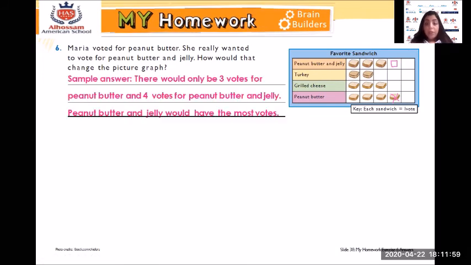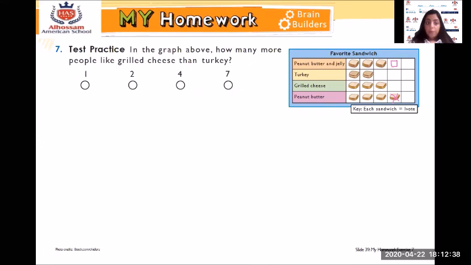There would only be 3 votes for peanut butter and 4 votes for peanut butter and jelly. And peanut butter and jelly is going to have the most votes. And what you did by drawing on your picture graphs, you can say by writing like that. You can say the steps you did like that. There would only be 3 votes for peanut butter and 4 votes for peanut butter and jelly. Peanut butter and jelly would have the most votes. All right.